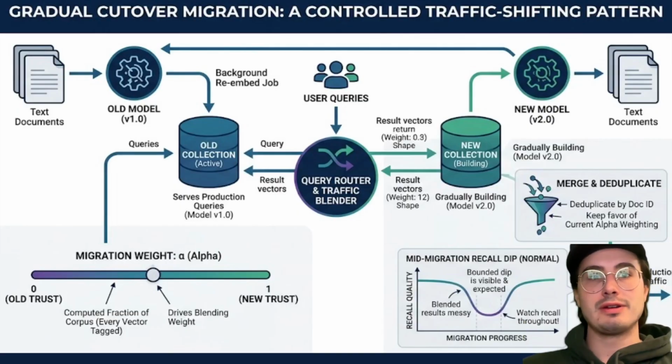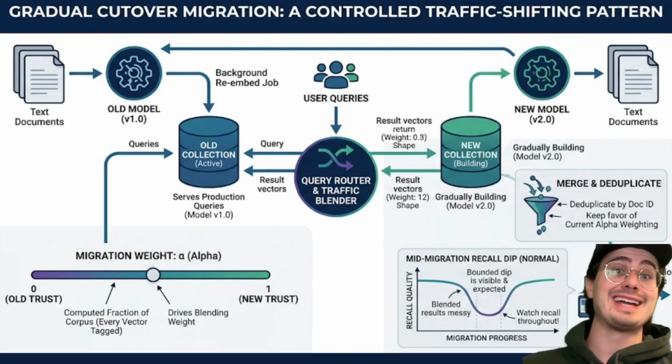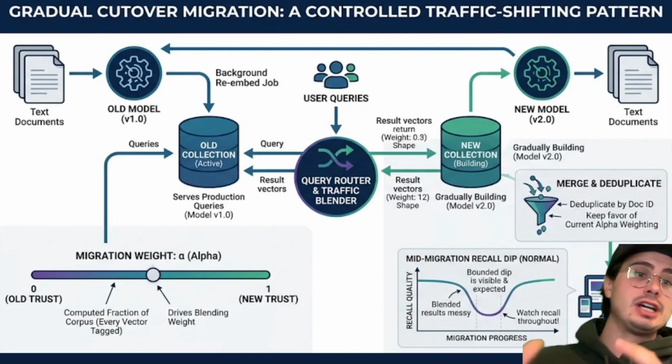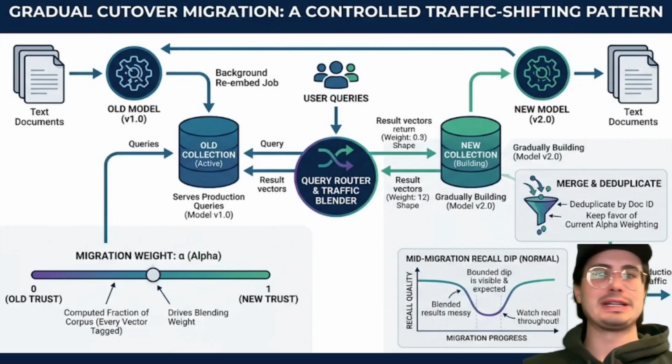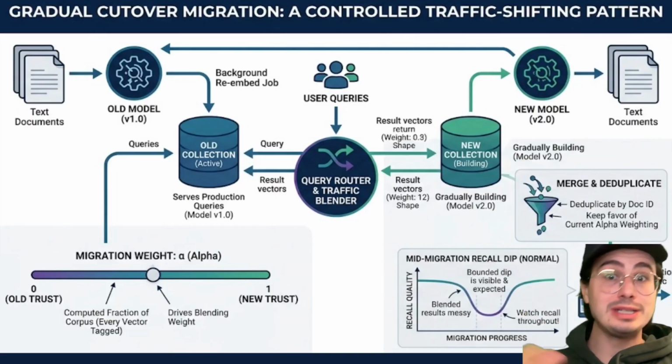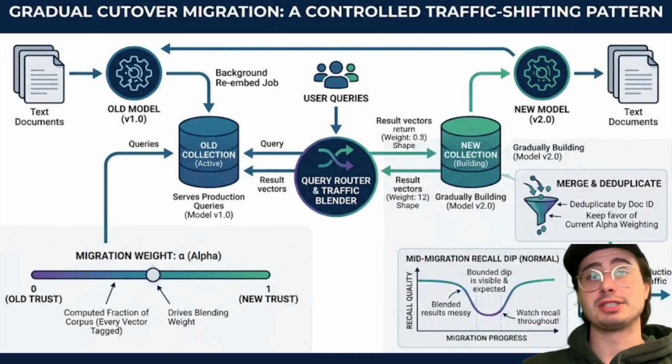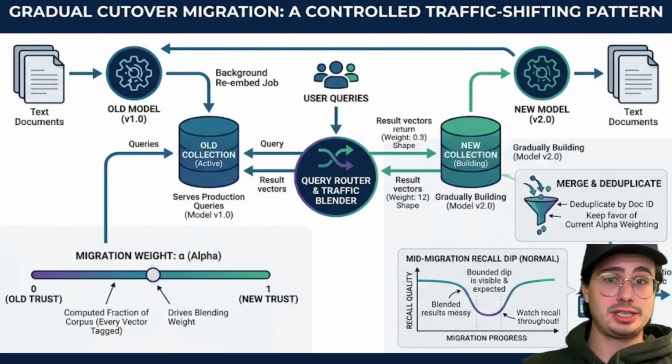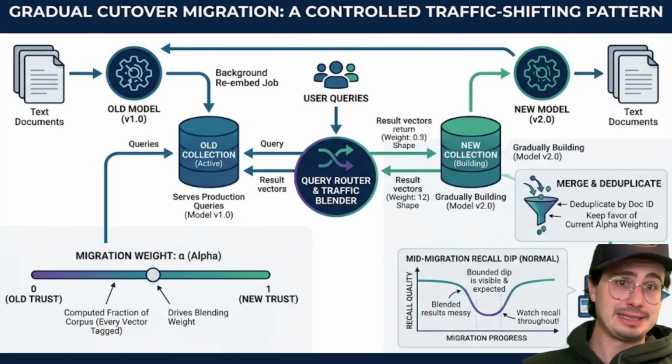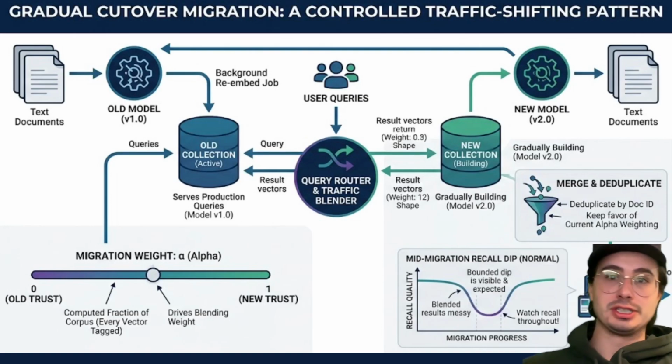Because every vector carries that version tag from the setup step, you can compute exactly what fraction of the corpus has migrated at any moment and drive alpha directly off that number rather than off a guess or a fixed calendar date. And one detail also worth building into the router is that once a document exists in both collections, the merge step needs to deduplicate by document ID and keep whichever version the current alpha weighting favors, rather than letting the same document get scored twice and distort the ranking.